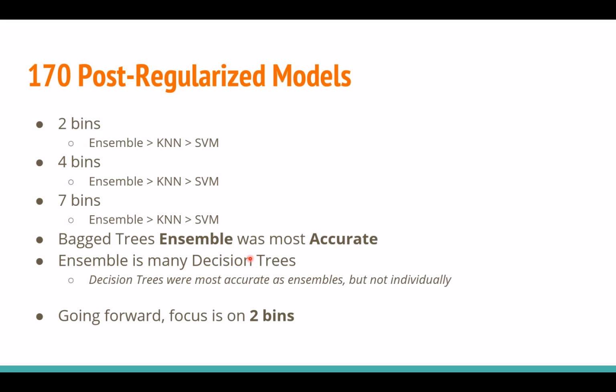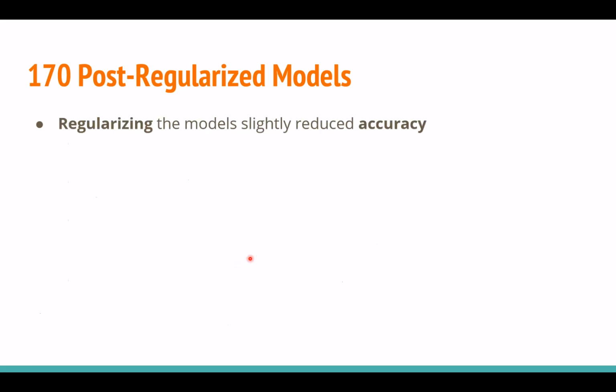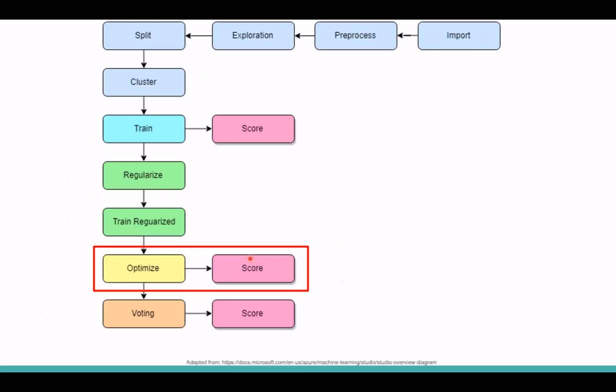So we're going to focus on 2 bins going forward, just because you have to be realistic about time management. We did see that regularization slightly decreased the accuracy, as expected. Now we're on the second to the last step, which is optimizing the model.